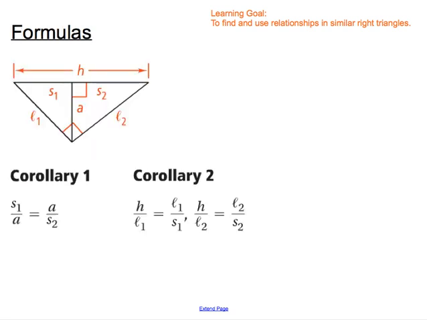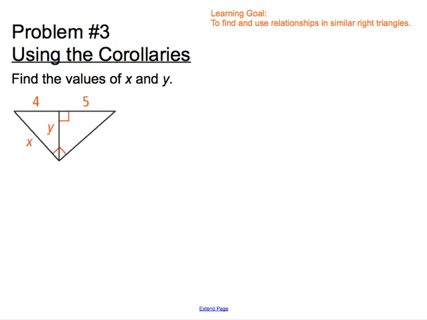So here's a detailed diagram labeling all the parts of one such triangle and the formulas for each of the two corollaries. Please take the time to copy this picture and these formulas down on a 3x5 card and have it available for class tomorrow. So our third question asks us to use the corollaries to find the values of x and y. So this is one of the situations where I would use my 3x5 card.